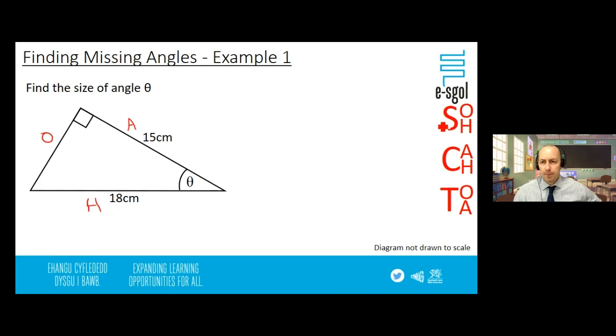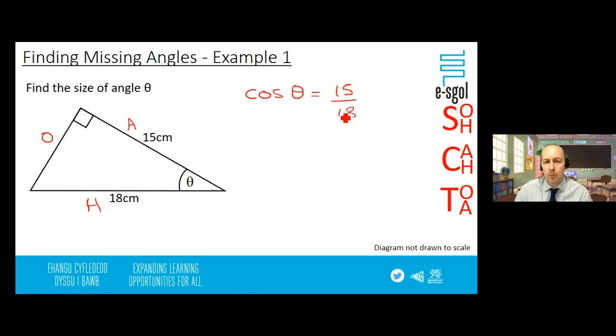So I'm thinking of my three functions, sine, cos, and tan. I'm thinking which one of these uses A and H, and A and H is going to be a cos question. So remember I said earlier, you always write cos and then you write the angle. Now in this case, I'm not sure what the angle is, so I'm just going to call it theta. So I'll keep that as theta, and that's going to be equal to cos is A over H. So A is 15 over H, the hypotenuse, which is 18. And that's the first stage of my workings.